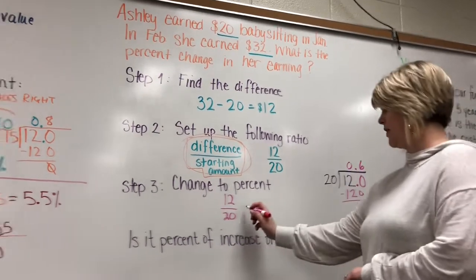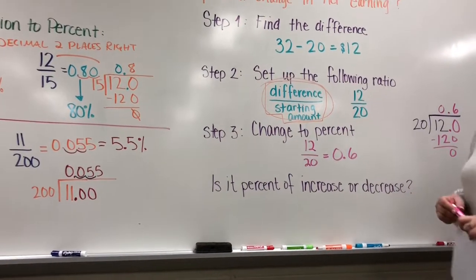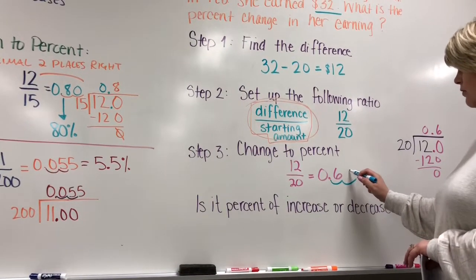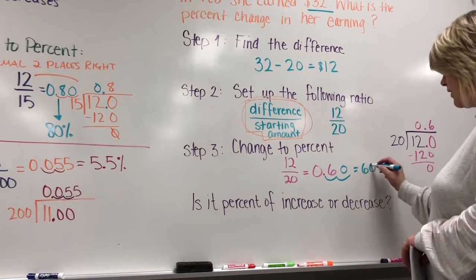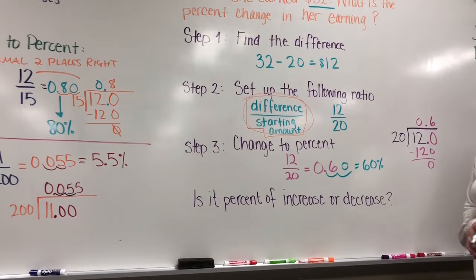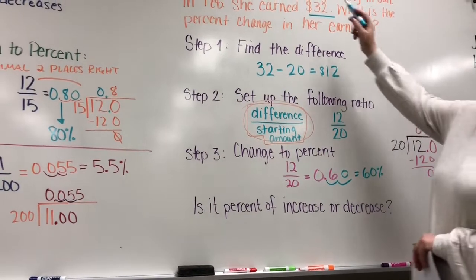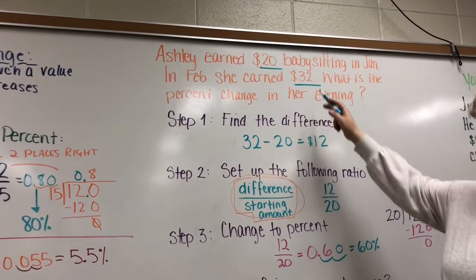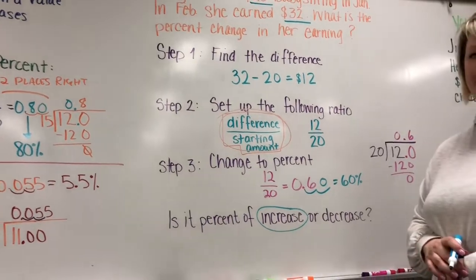So, coming back over here, 0.6. But it's not a percent yet because we have to move the decimal 2 places to the right. So it's 60% change. Then we have to decide, was the percent an increase or a decrease? She went from $20 babysitting to $32 babysitting, so it's going to be an increase.